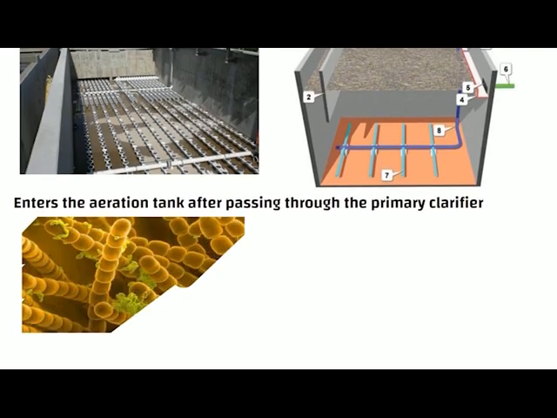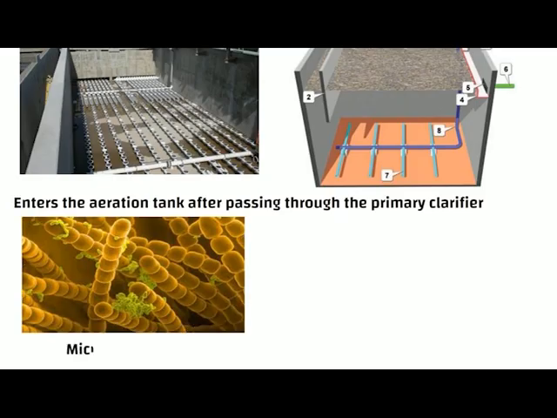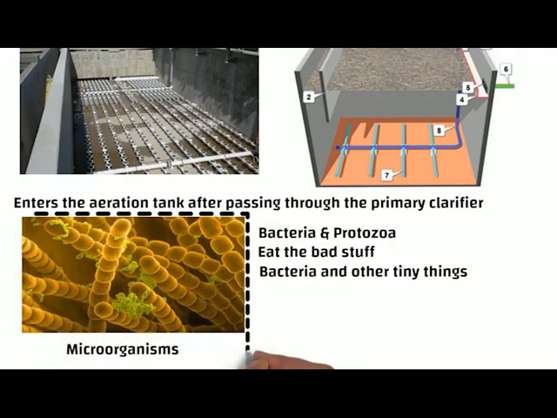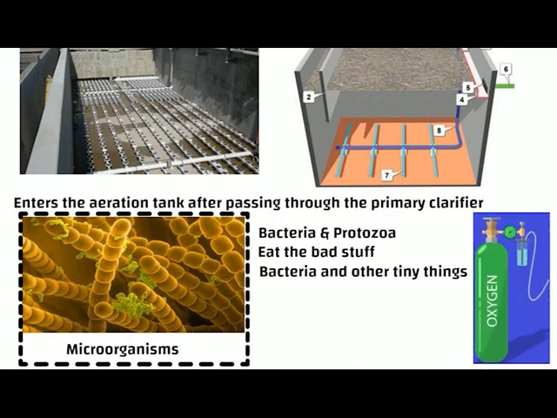The aeration process begins with the introduction of microorganisms such as bacteria and protozoa into the wastewater. These microorganisms eat the bad stuff in the water, like bacteria and other tiny things that can make us sick. But in order for these microorganisms to do their job and survive, they need oxygen.